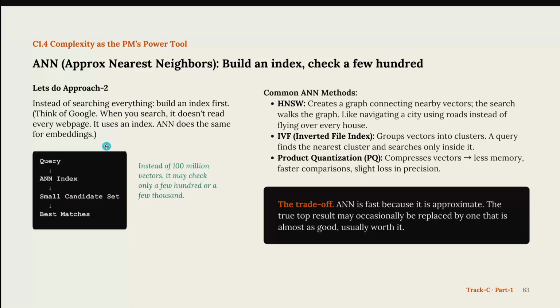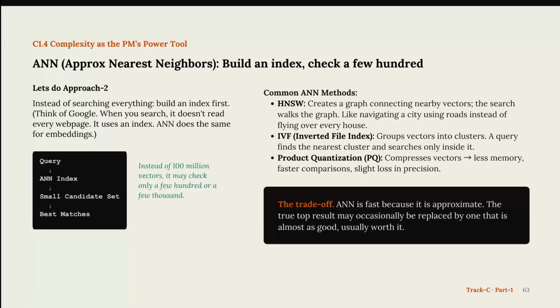Okay, you hit with a query, it looks at the ANN index, finds a small set of candidates and returns those best matches. So instead of doing a 100 million vector search, it may check only a few hundred or a few thousand. There are a few common ANN methods, like Hierarchical Navigable Small World, where a graph connecting nearby vectors is created. The search walks the graph like navigating a city using roads instead of flying over every house. So this is like a graph traversal problem that it solves.